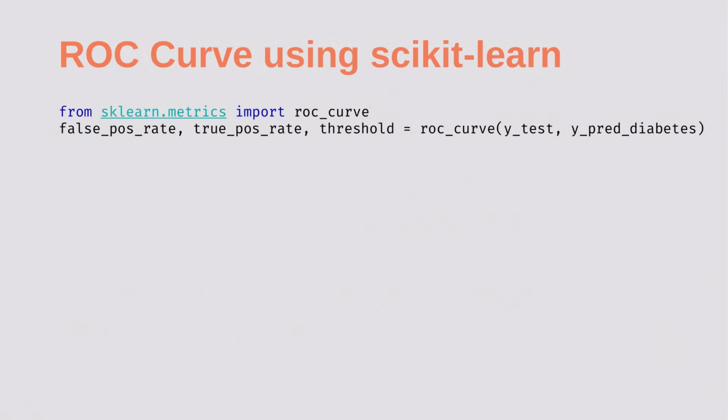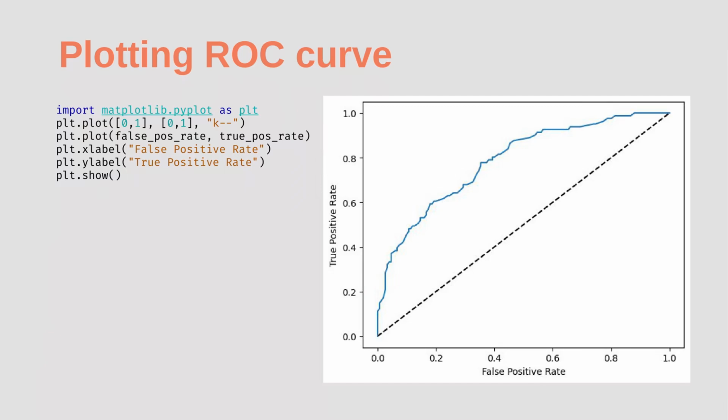We then call the function roc_curve and pass the test responses as the first argument and the predicted probabilities as the second argument. We then unpack the results in 3 variables: false positive rate, true positive rate, and threshold. We can then use the matplotlib plotting library to plot an ROC curve, which is shown in blue.